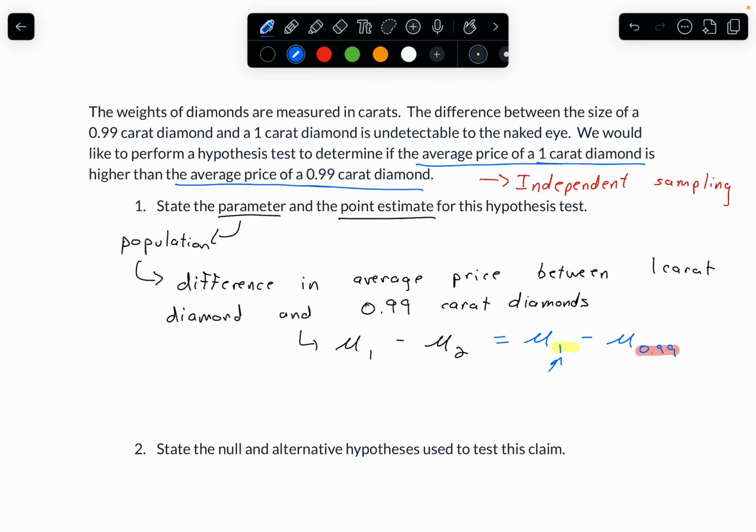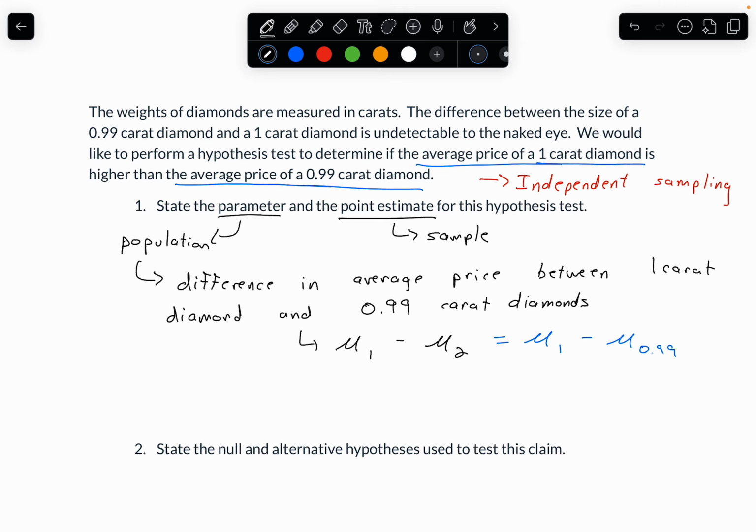parameter for this problem. The point estimate then just says, okay, well, knowing the actual population averages or the difference between these population averages is very, very difficult. So when we talk about a point estimate, this is information from our sample that we're going to use as kind of a proxy or an approximation for the population information.